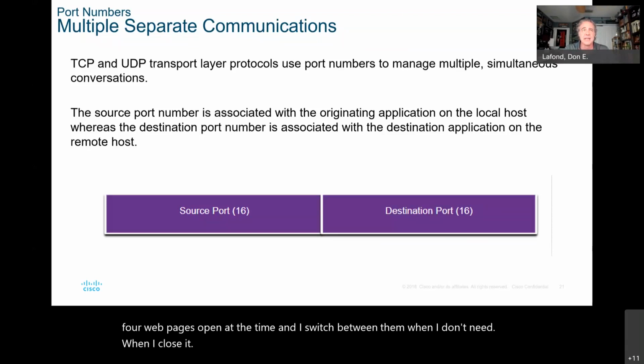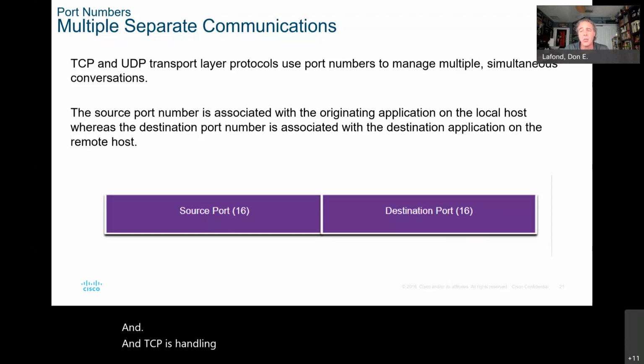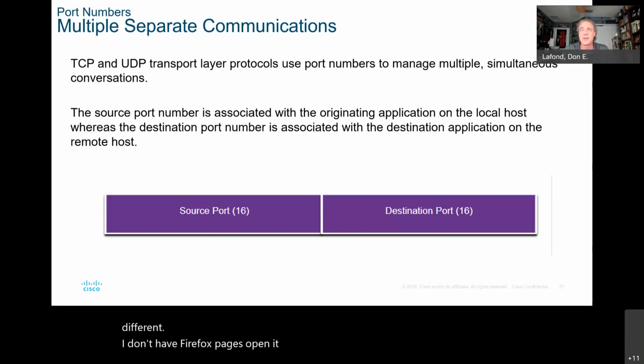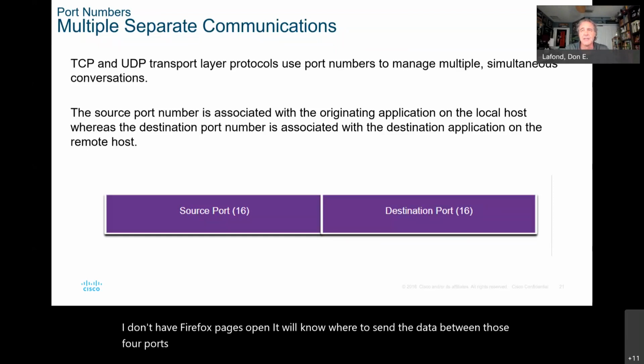And TCP is handling knowing which data is going to which web page. So if I have four different Firefox pages open, it will know where to send the data between those 4 pages. That's why it uses, we'll see in a minute, ports in the upper range. I'll explain that. Don't worry about it.